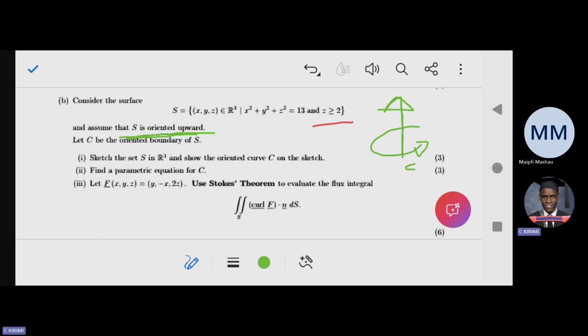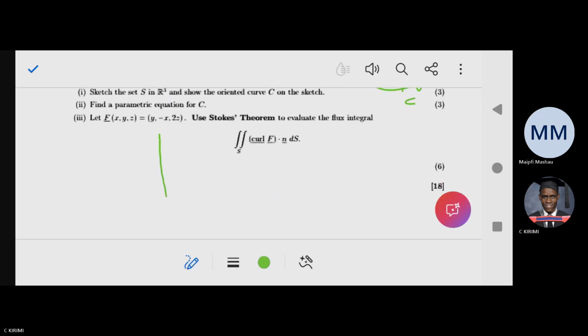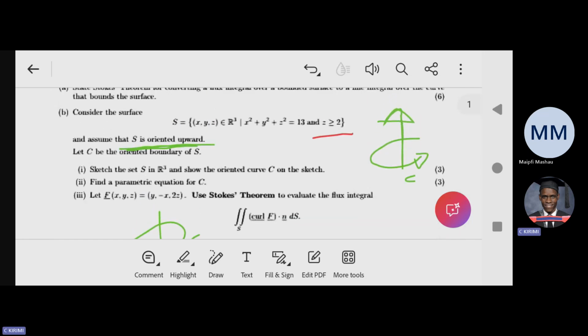And then if it's downwards, the curl is what? Clockwise. You'll be moving like this, which is your C. So that's what they want to see.